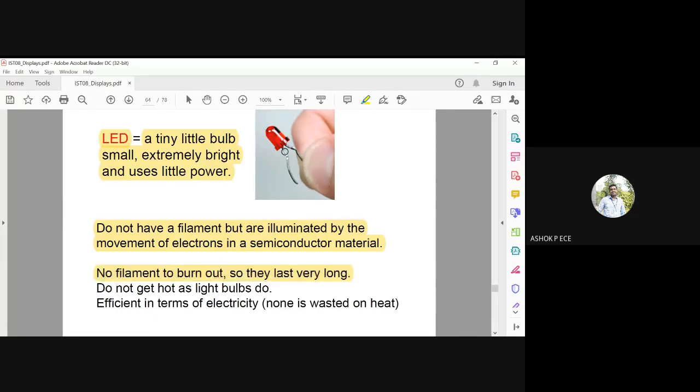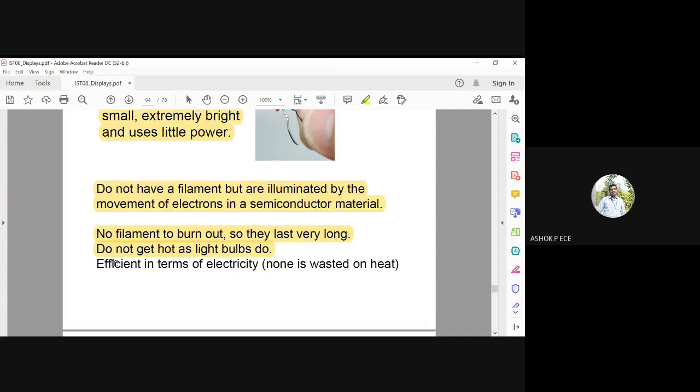Close to 10,000 hours, they can easily survive without any problem. They also do not get as hot as light bulbs. Conventional incandescent bulbs become very hot, but these LEDs will not be as hot. It is efficient in terms of electricity, because very little energy is wasted as heat.